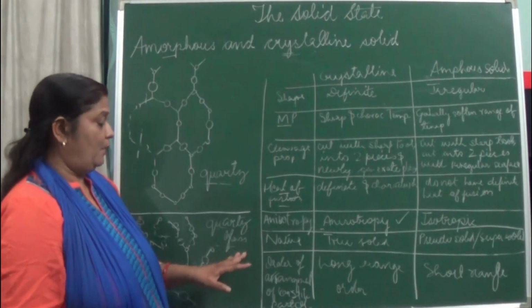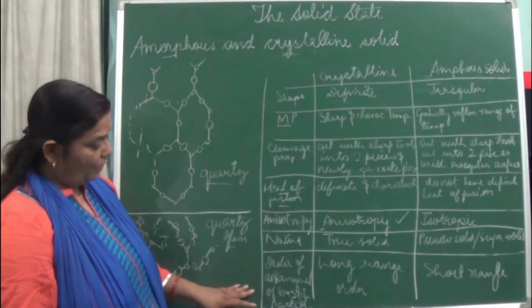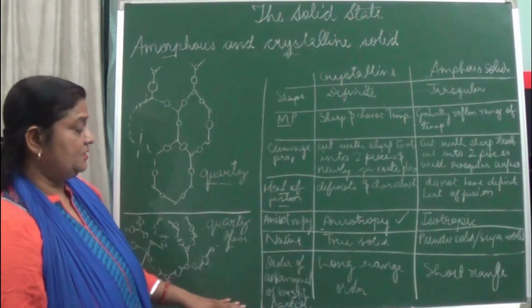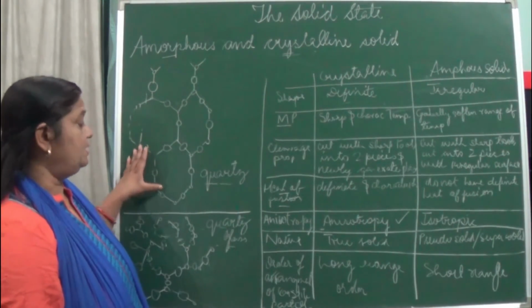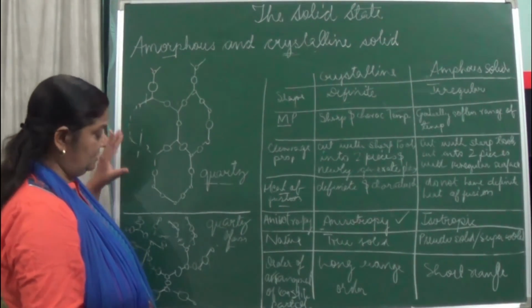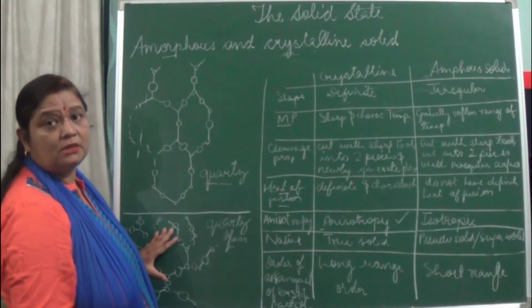Now next, the order of arrangement of the constituent particles. In this I told you, crystalline is arranged in the long range order, and amorphous is arranged in the short range order.